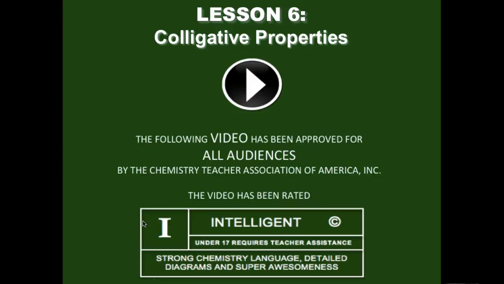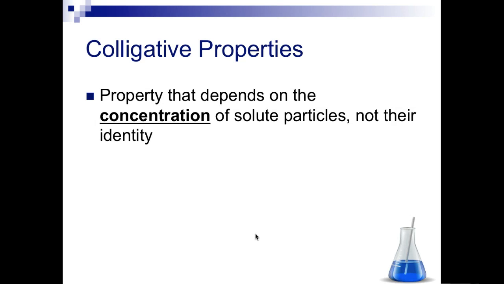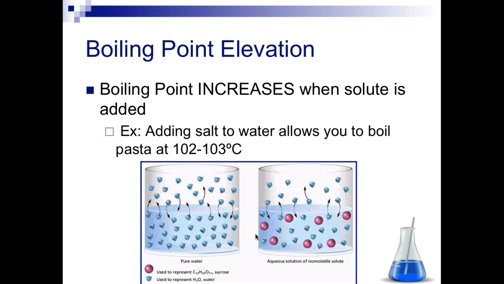Alright everybody, let's talk about lesson 6, which is colligative properties. Colligative properties are the properties that depend on the concentration, the amount of particles you have, not what they are. So we have two types of colligative properties that we're going to talk about: boiling point elevation and freezing point depression.